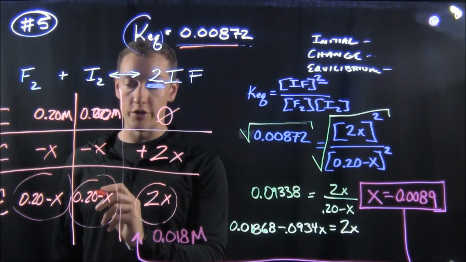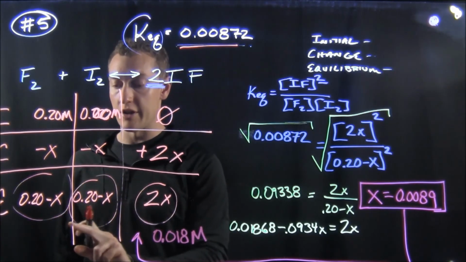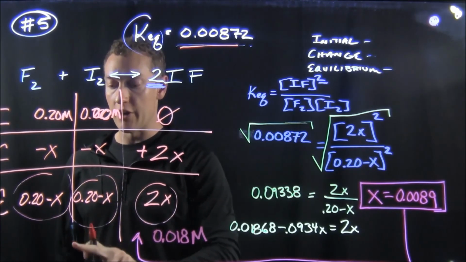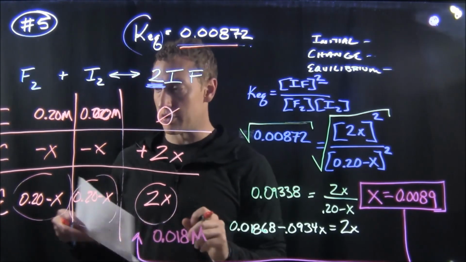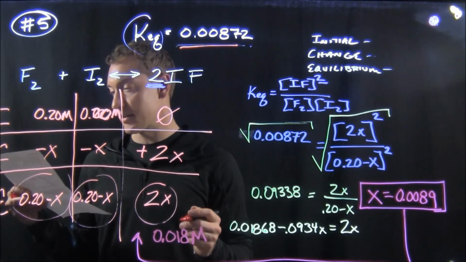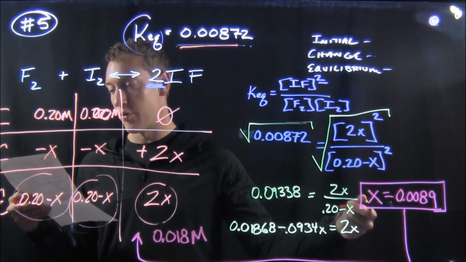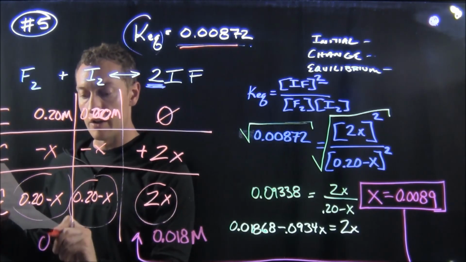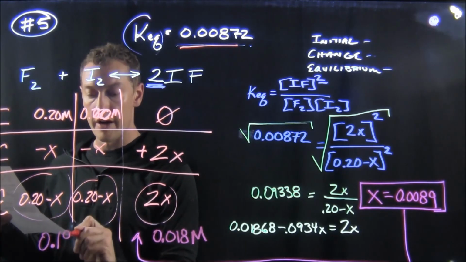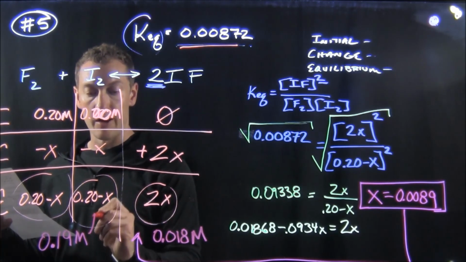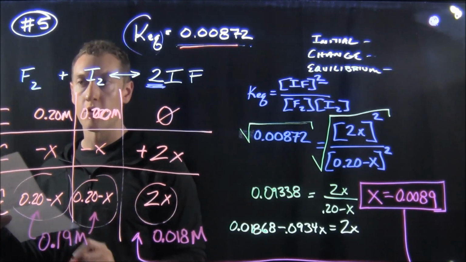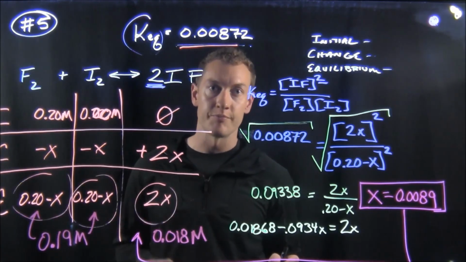Then, yeah, 0.20 minus x. So these guys are going to end up having the same value. And so 0.20 minus x, where x is 0.0089, rounded to 2 sig figs, we get 0.19 molar, and that would be the answer for both the fluorine and the iodine.